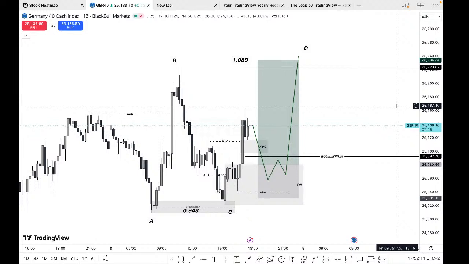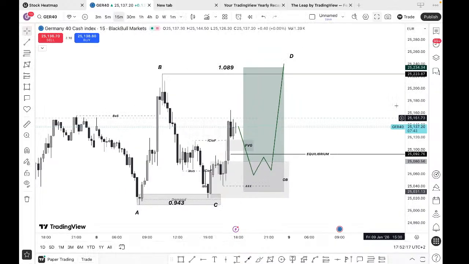Is this gold? No, that's German 30. It's German 30. We are done with gold. We hit take profit on gold. We're done.